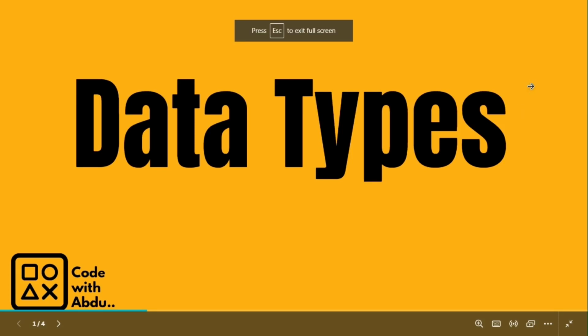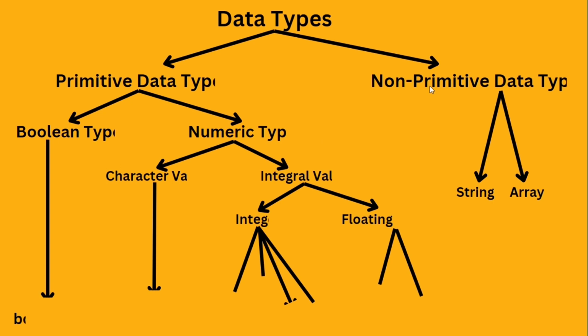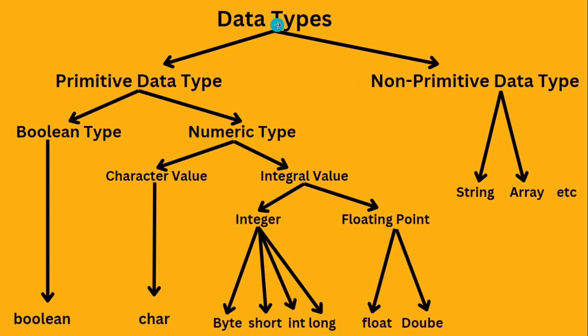Data types in Java. So basically, let's begin. There are two types of data types in Java: primitive data types and non-primitive data types. The main difference is that with primitive data types, the value can be changed after it is initialized. With non-primitive data types, after being initialized, the value will be fixed and cannot be changed.